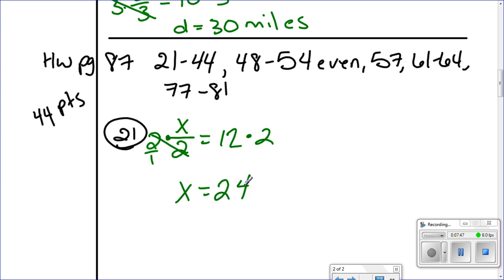Let's see, it wants us to check our answer, so I will put that back into my x. So I have 24 divided by 2 equals 12. Well, 24 divided by 2 is 12, so 12 equals 12. So I do have the right answer. You do need to check your answers on the first 8 problems.